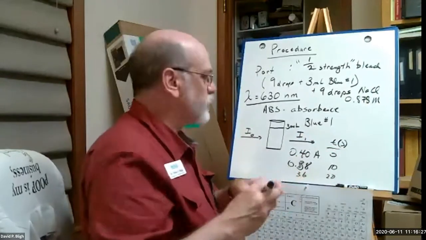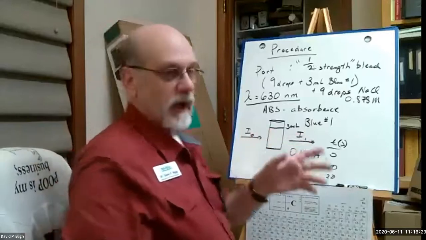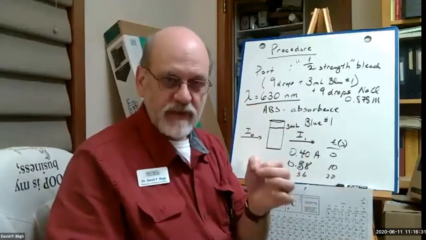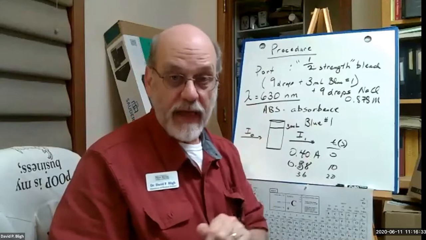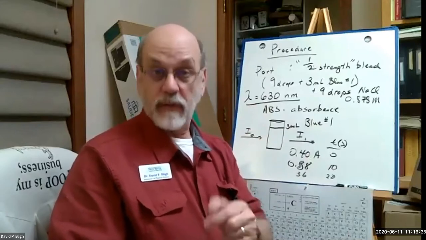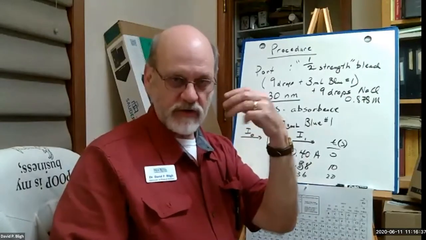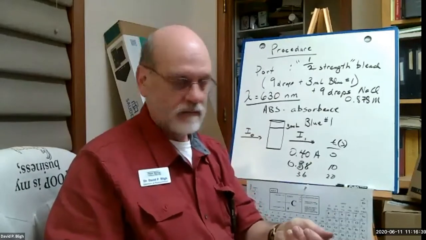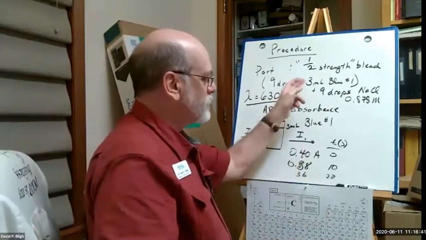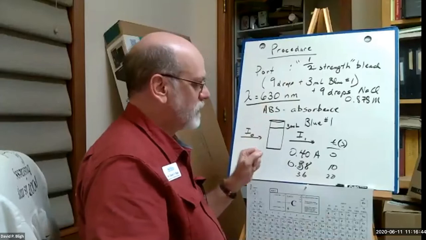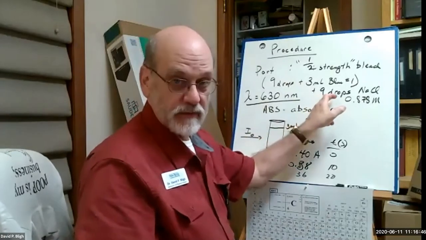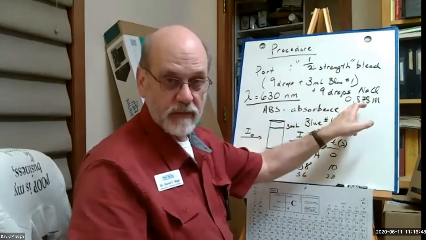All right, so how do we do this one? Well, you want your bleach to be the very last thing you add, right? Because I said the reaction is going to start immediately. So you add your 3 mils in here, then you add 9 drops of the sodium chloride solution.